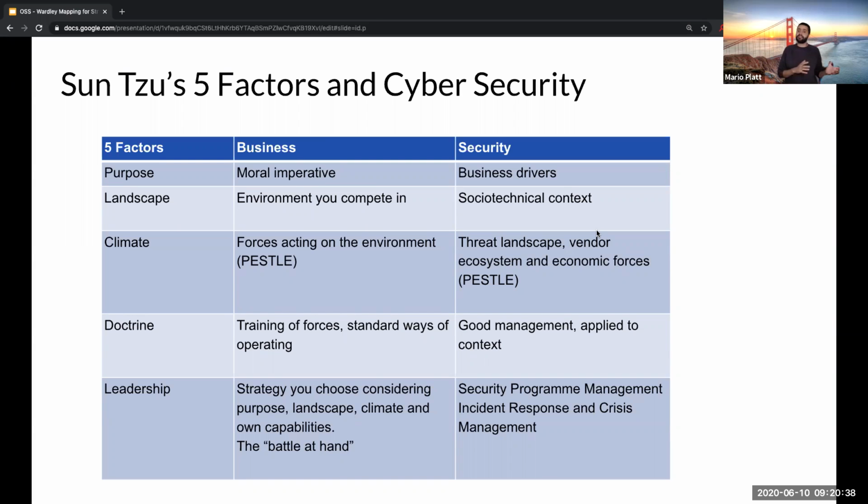So when applying this to security, these are about our business drivers. So why do our organizations need security? What's in it for them? How are we making the business better off by having us or spending resources on what we're advising them to?